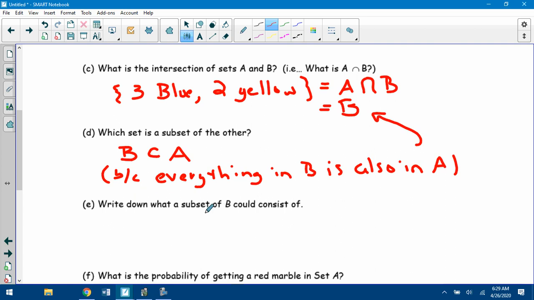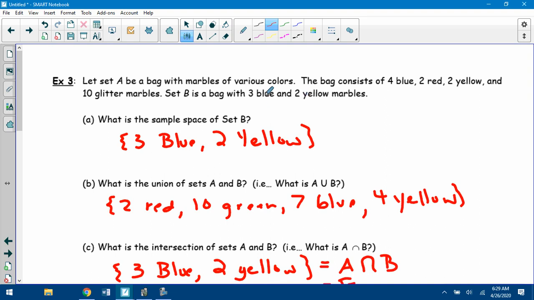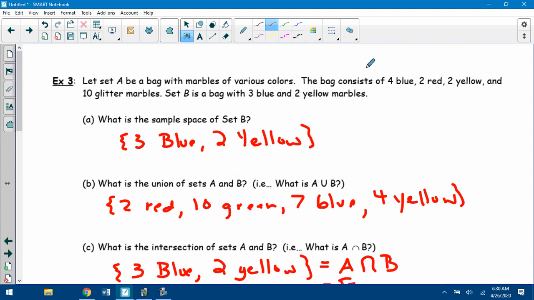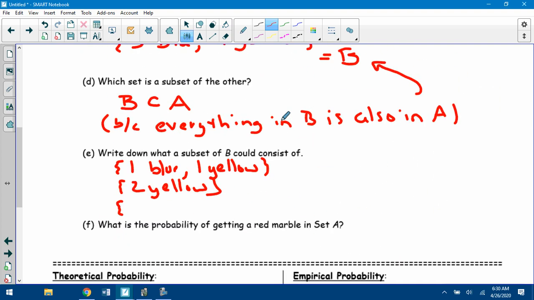Write down what a subset of B could be. Okay, well, a subset of B could be anything that contains no more than 3 blue and no more than 2 yellow. So there's lots of answers here. We could do 1 blue and 1 yellow. That'd be a subset. What's another one? Yeah, you could just take your 2 yellows and no blue. You could even do the exact thing that set B is, 3 blue and 2 yellow. That's technically still a subset by the definition.